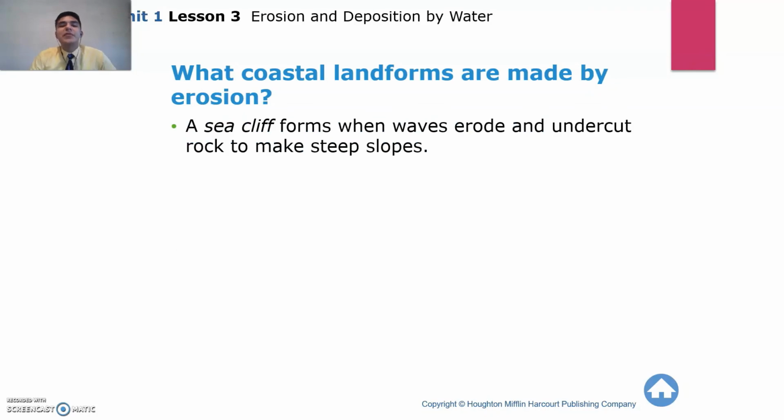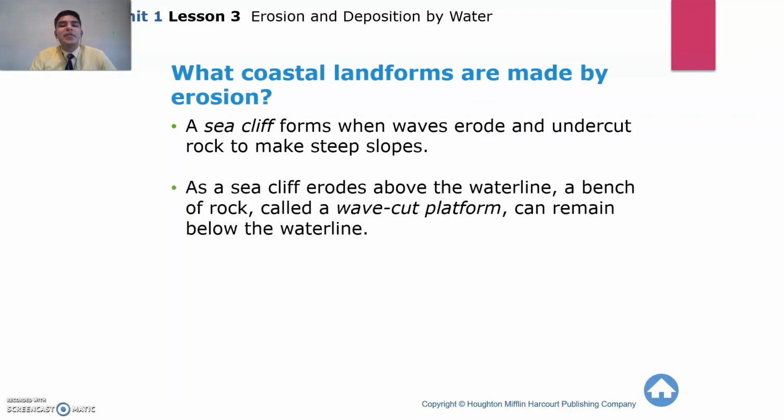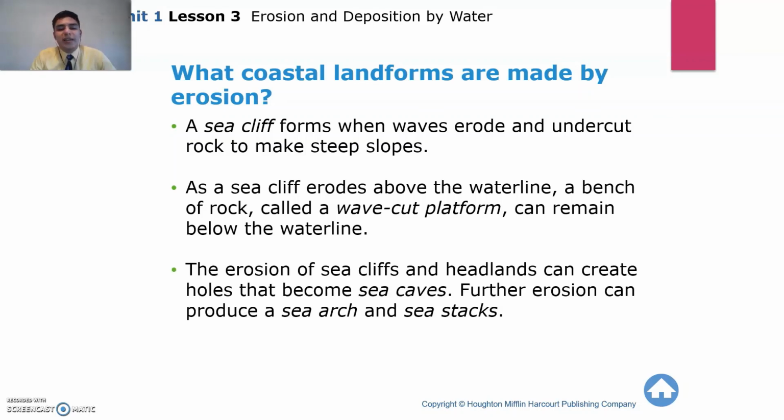A sea cliff forms when waves erode and undercut rock to make steep slopes. As a sea cliff erodes above the waterline, a bench of rock called a wave-cut platform can remain below the waterline. The erosion of sea cliffs and headlands can create holes that become sea caves. Further erosion can produce a sea arch and sea stacks.